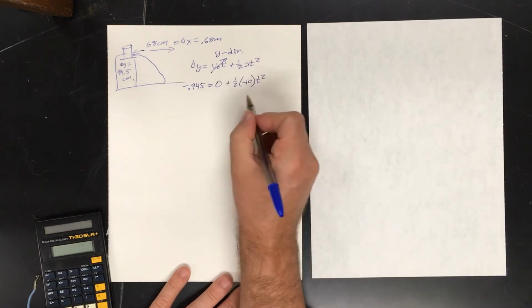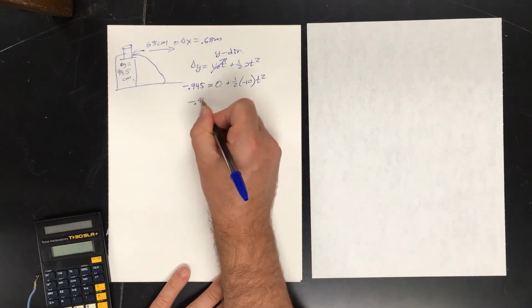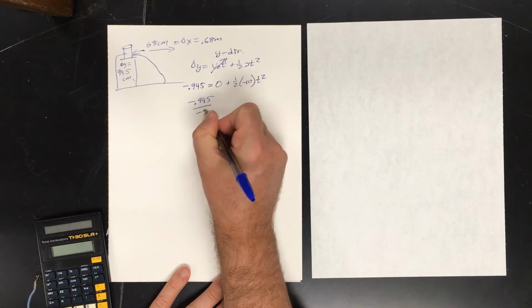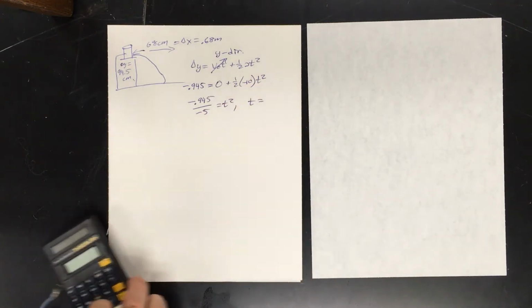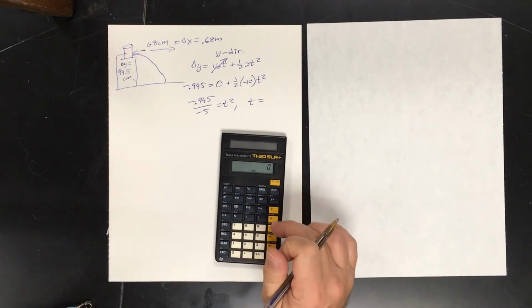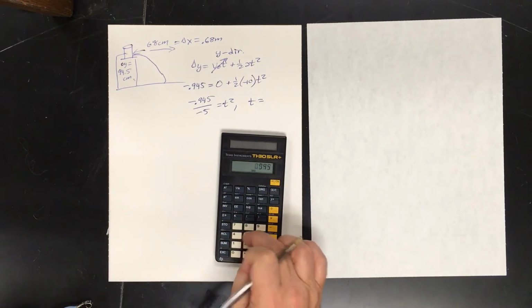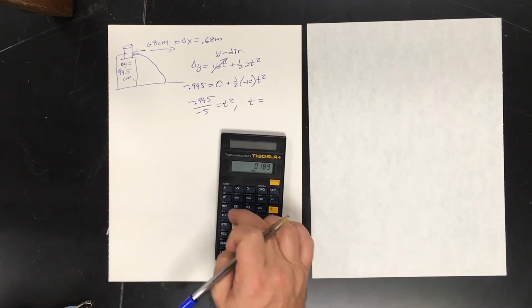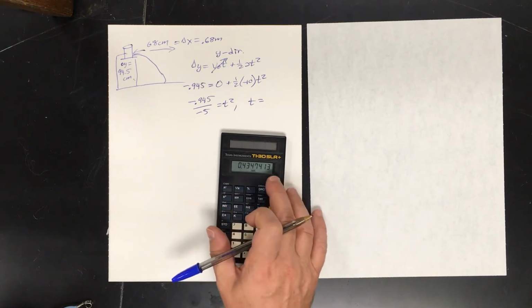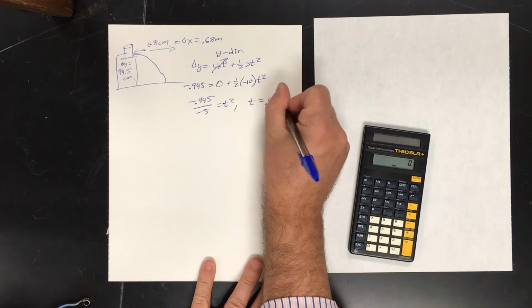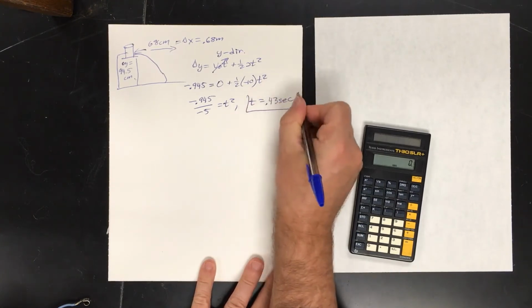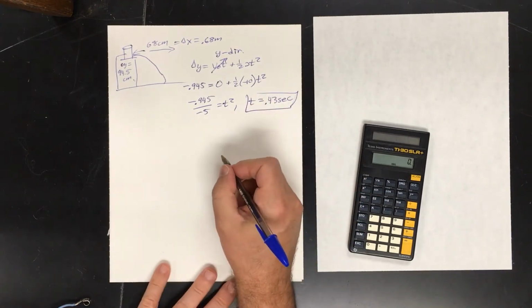All right, so that gives me negative 0.945 divided by negative 5 equals t squared. t equals, let's pull out my handy dandy, really old calculator from college. I get 0.43 seconds. Again, our numbers are not going to be that good. We're going to be off just because I didn't measure that well.